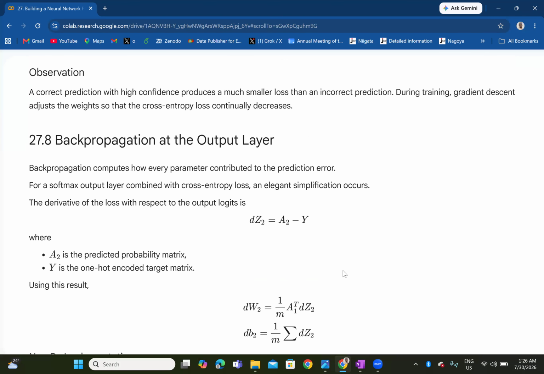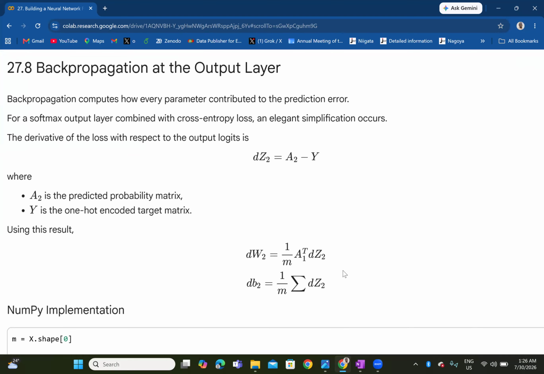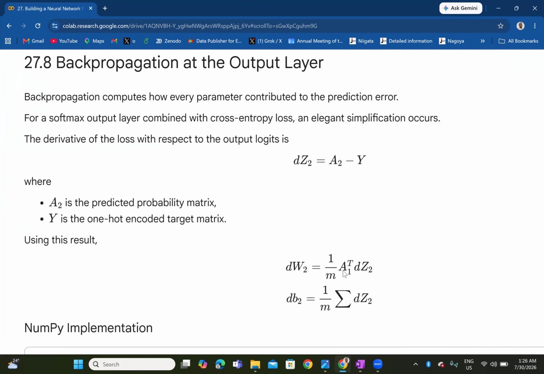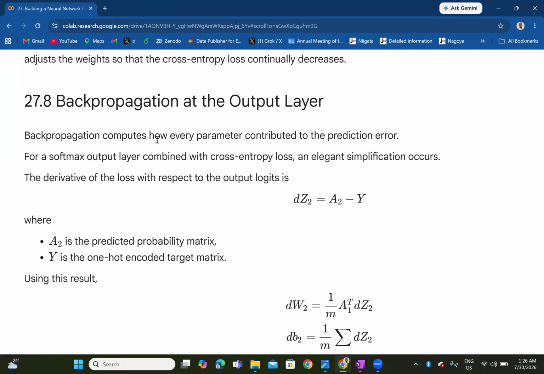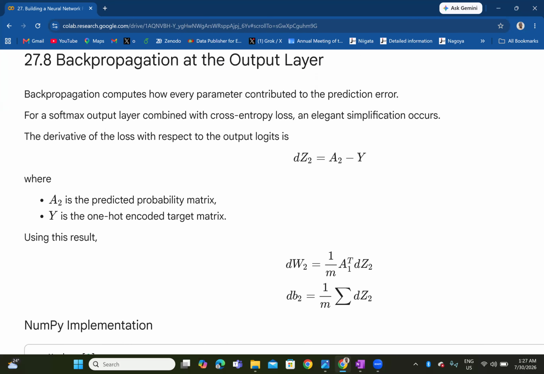Then we talk about backpropagation, which you had seen in a previous video. In fact, I think the last video was totally dedicated to the idea of backpropagation. Backpropagation computes how every parameter contributed to the prediction error. For a softmax output layer combined with cross entropy loss, an elegant simplification occurs. The derivative of the loss with respect to the output logits is dz2 equals a2 minus y, where a2 is the predicted probability matrix and y is the one-hot encoded target matrix. Using this result, you can get dw2, which is 1 over m, a1 transpose dz2, and for the bias, db2 is 1 over m summation of dz2.